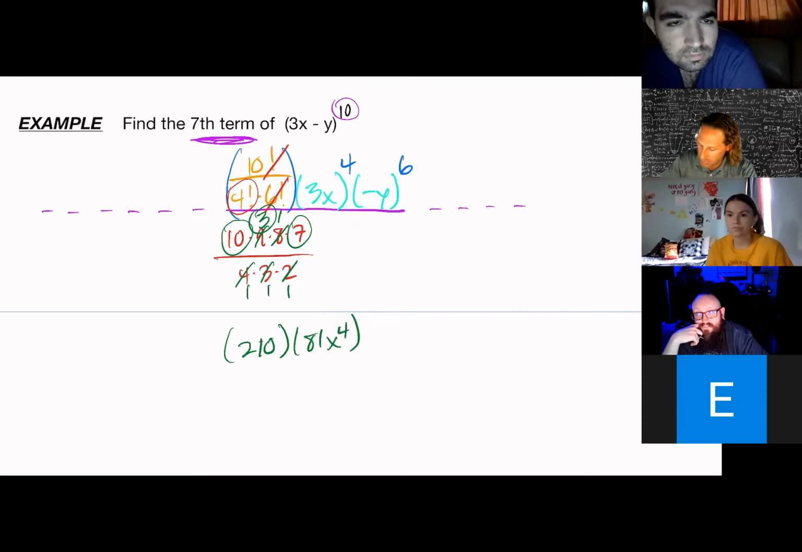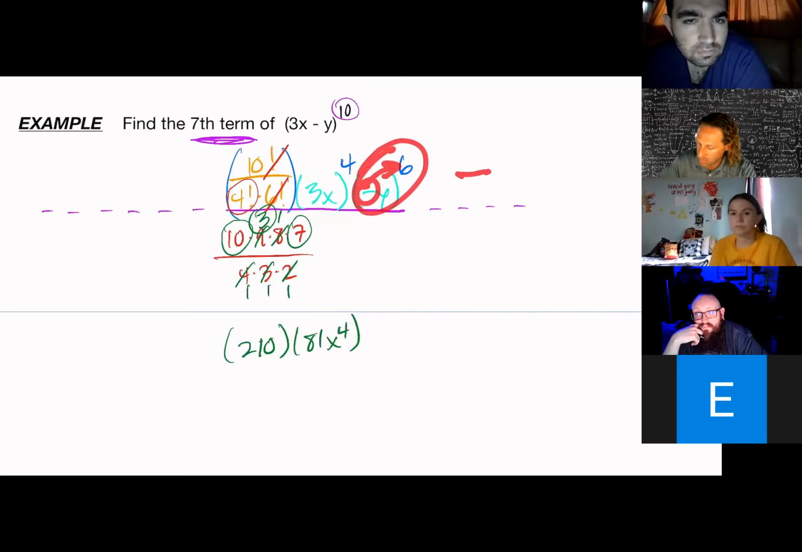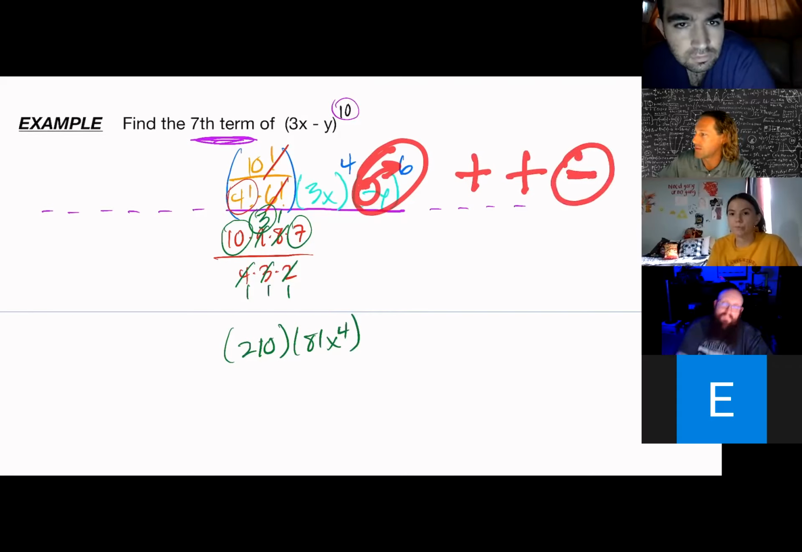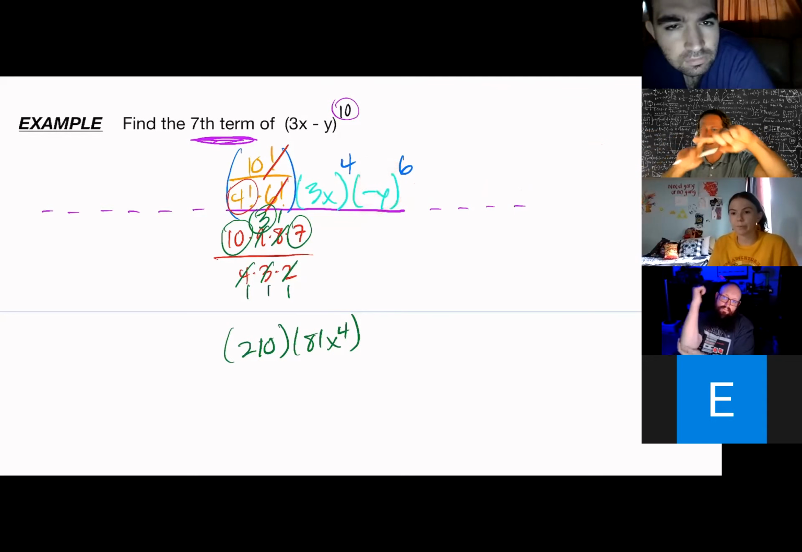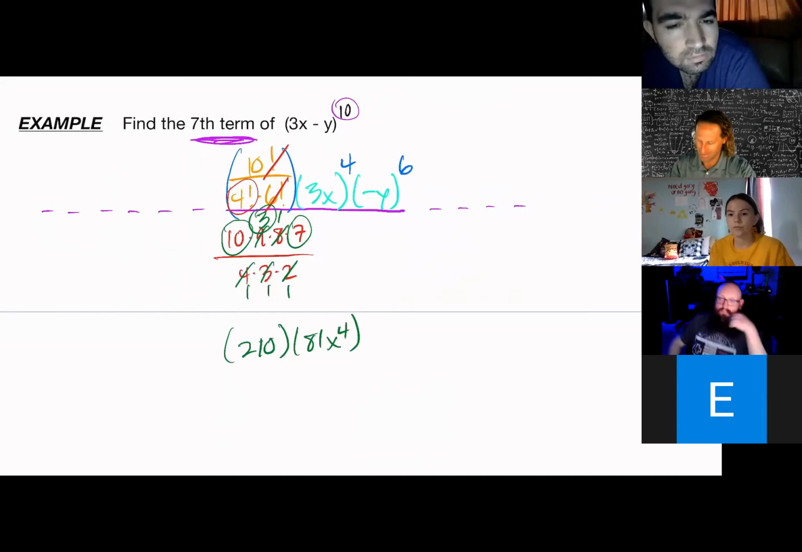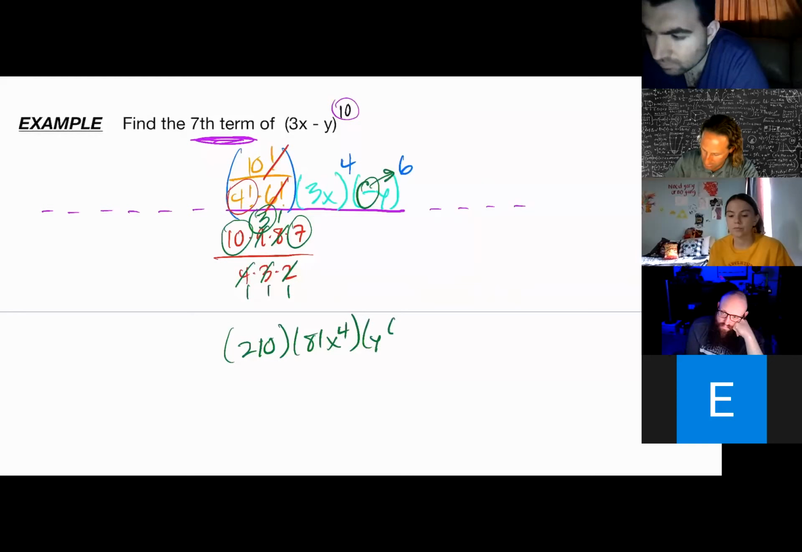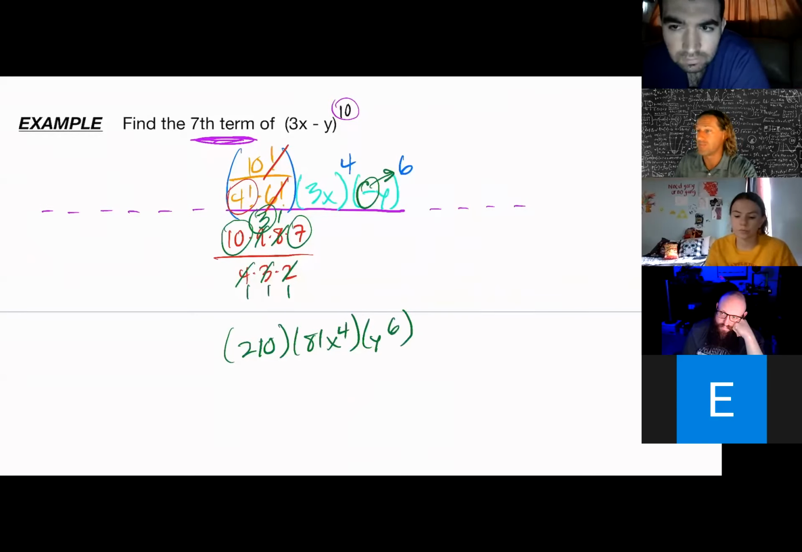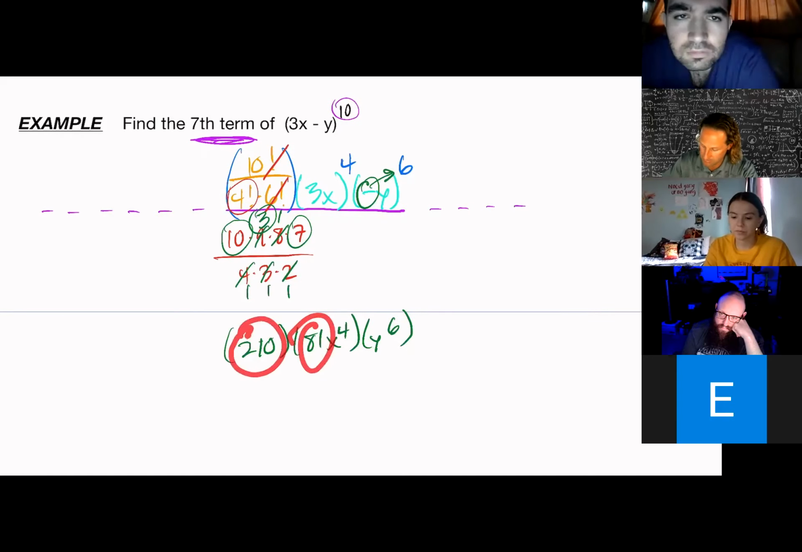And then careful with the negative. When a negative is raised to an even power, we know that two negatives, we can make a positive. If there's an odd number, stays negative. If there's an even amount, then we can take those two negatives and make a positive. Okay, so that means because this negative is raised to an even, it will just be y to the 6. So at this point, that's when you whip out the calculator and do 81 times 210 times x to the 4th times y to the 6th.